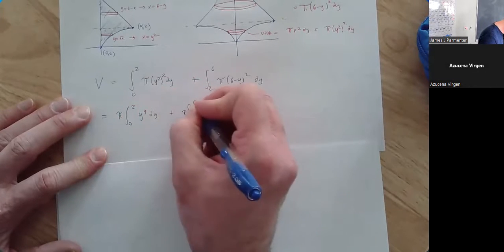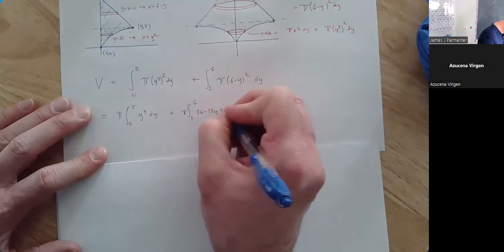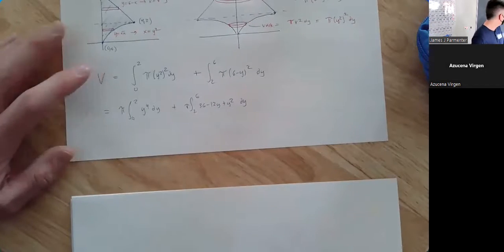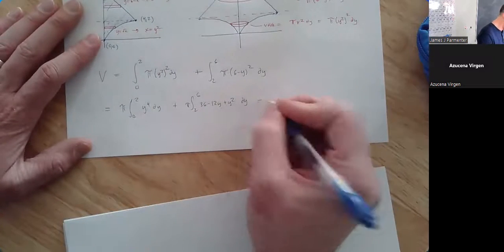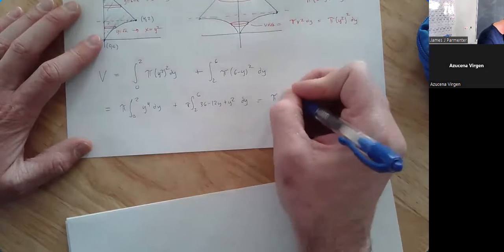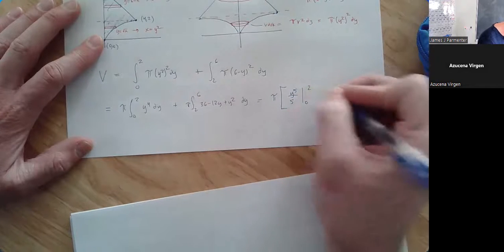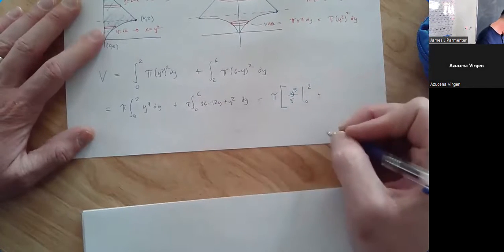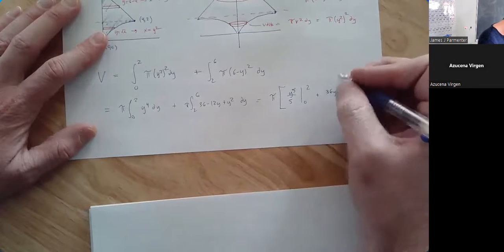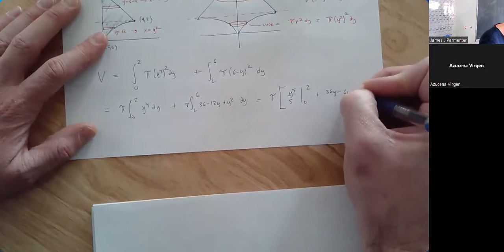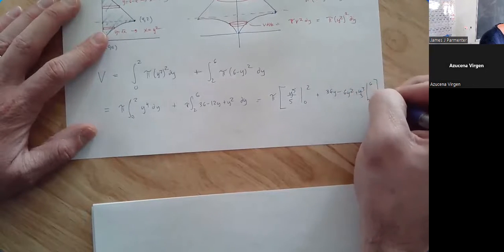I suppose I could completely factor out the pi. That's going to be 36 minus 12y plus y squared dy. This is why it's good to be good at algebra, because algebra does come up. You have to actually do algebra sometimes. That's going to be pi times y to the 5th over 5 from 0 to 2 plus, oh my God, 36y minus 12y squared over 2 plus y cubed over 3 from 2 to 6. No one wants to do that.